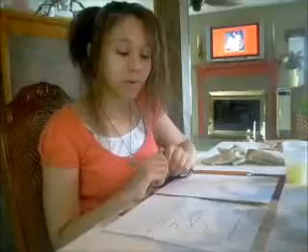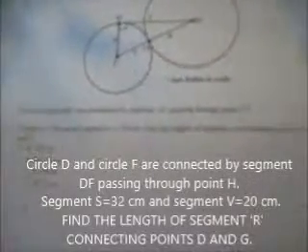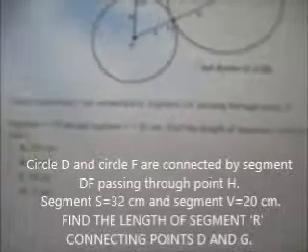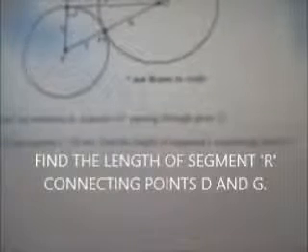This time we will be learning about how to do circles. So let's get started with our first problem. Circle D and circle F are connected by segment DF passing through point H. Segment S equals 32 centimeters and segment V equals 20 centimeters. Find the length of segment R connecting points D and G.